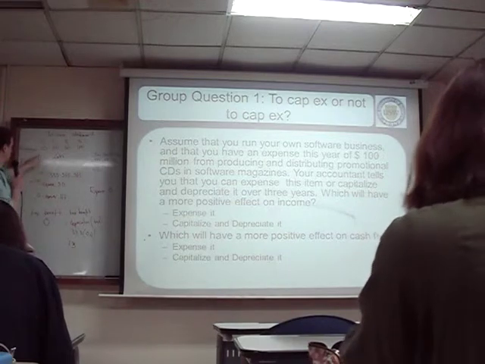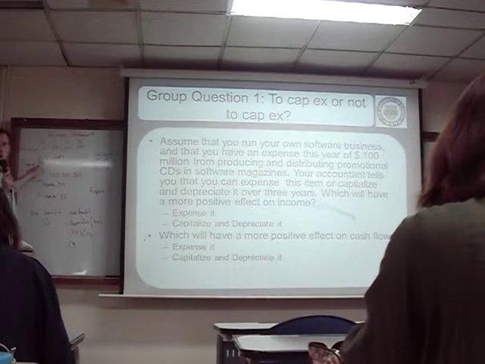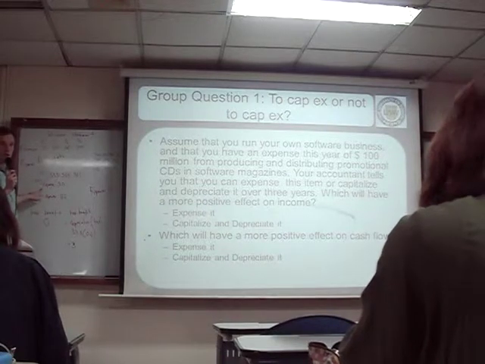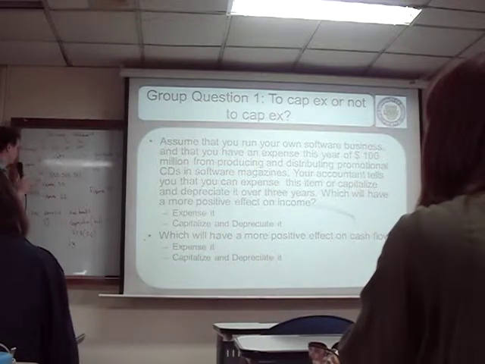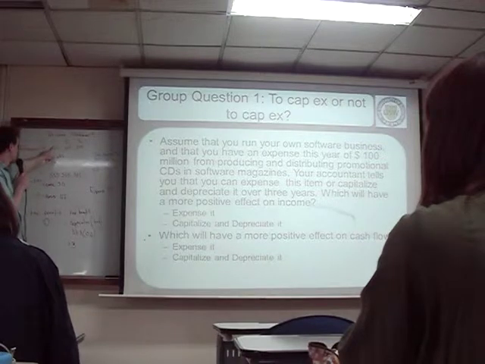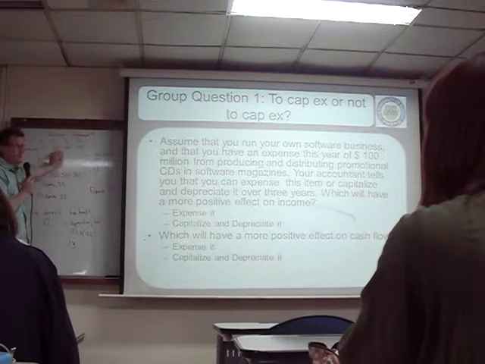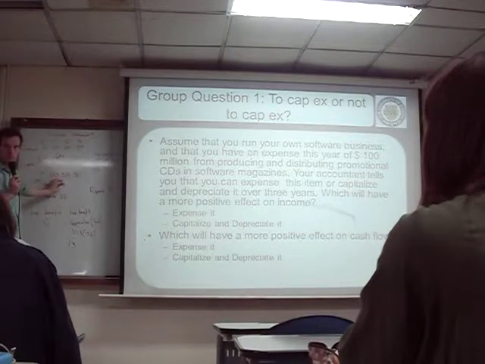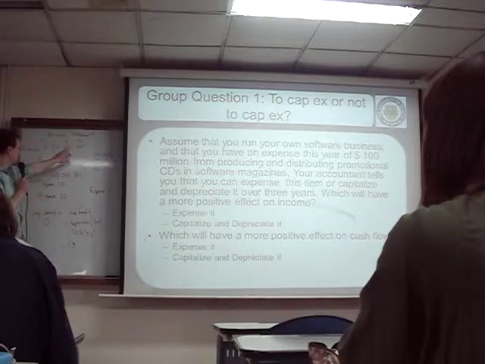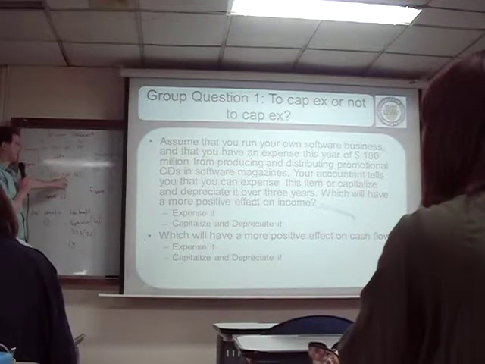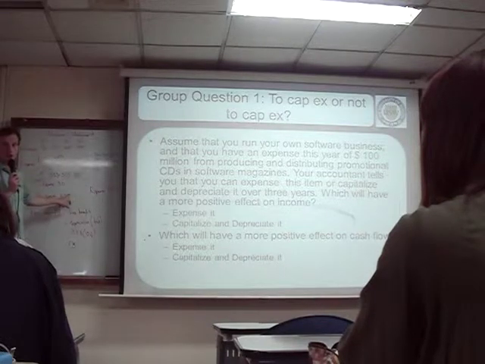In year zero, revenue zero. In this case, expenses minus 100. Income minus 100, okay? But in the other case of depreciation, revenue zero, depreciation zero, income zero. Year one, revenue is 50. Here is expenses zero. Income, 50. Okay? Revenue 50, depreciation 33.3, income 16.7. Okay, it's going to be the same here. Revenue 60, zero, income 60. Revenue 60, depreciation 33, income 27.3, okay?